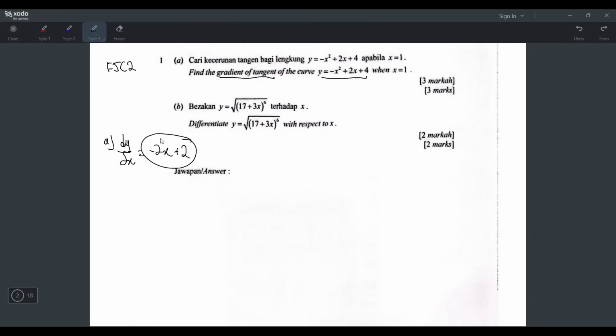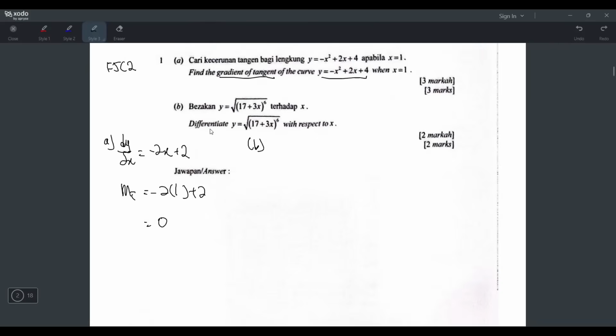But if you want to find gradient tangent, you need to sub the x coordinate of the tangent point inside. So they already say x equals 1, so you just sub inside. So negative 2x plus 2, and the x you ganti 1. And the moment you ganti that inside, we call it m_T. Yeah, m_T is gradient tangent. So now you just calculate this. Negative 2 plus 2 is 0, and yeah, that's the answer.